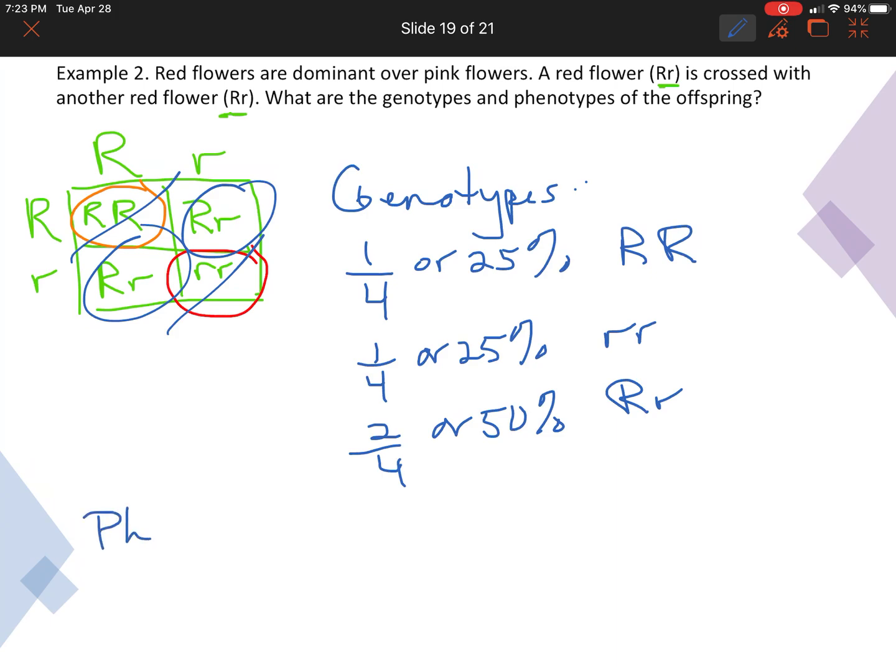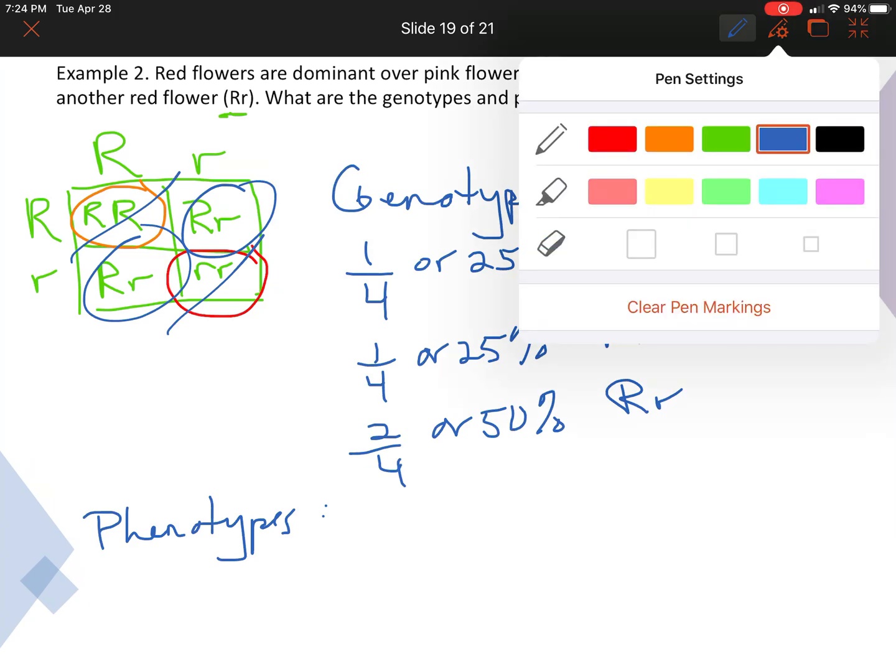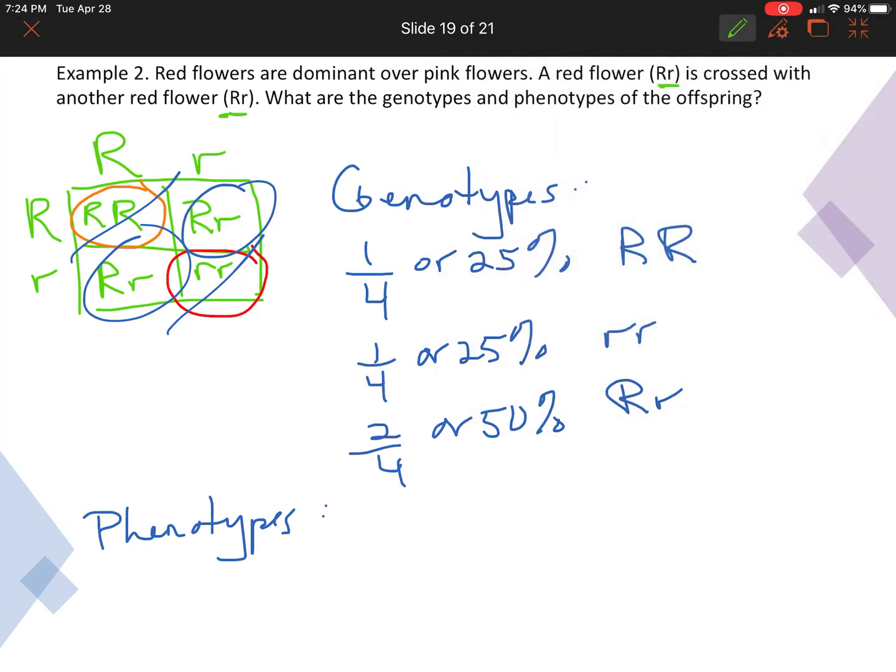Now, phenotypes. Now I have to look through and figure out what color they're going to be. I'm just going to switch markers. Looking at this one here, what color are those ones going to be? Yeah, they're going to be red. What about the lowercase, lowercase? That's the recessive allele. Yeah, those ones are going to be pink. And then the capital lowercase, those ones are also going to be red.